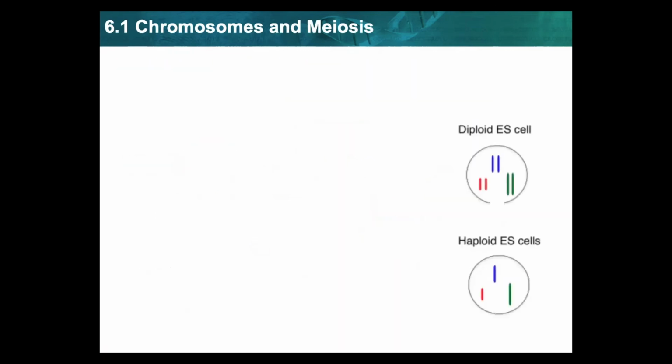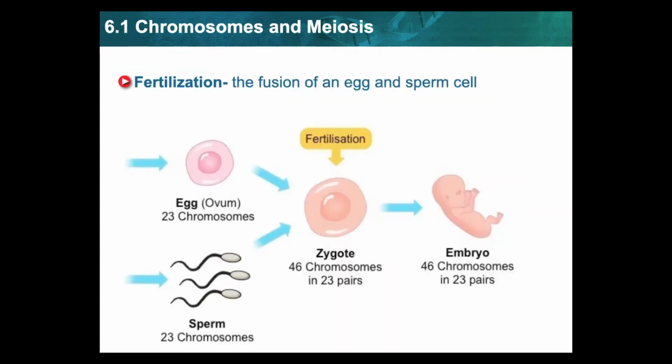Oh, sorry, let me go back for a second. Fertilization, and again, it's with the Z, the fusion of an egg and a sperm cell. So you might see in the book, it calls the egg an ovum. So ovum is singular. Ova is plural for eggs.